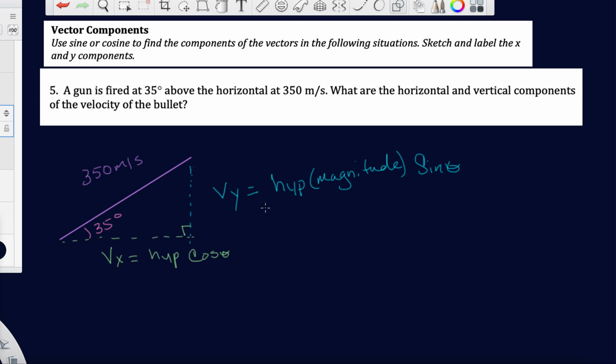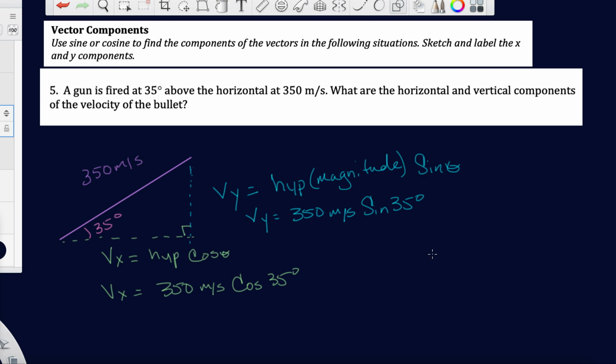So I'm going to do it real fast. I'm going to say that Vy is equal to 350 meters a second times the sine of 35. And then I'm going to go ahead and write out the other one. The horizontal is equal to 350 meters a second times the cosine of 35. And I'll type both of those in real fast while I grab my calculator. Give me a second.